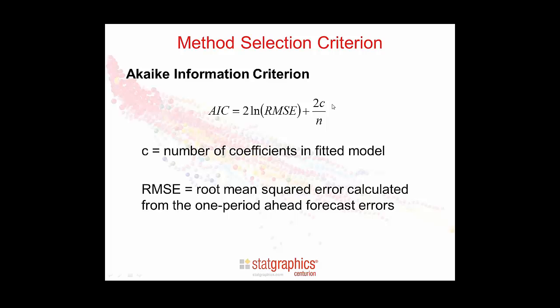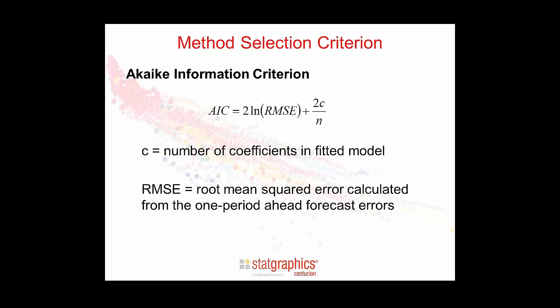plus 2C divided by N. C is the number of coefficients in the fitted model, N is the number of data points. So basically it's a penalized mean squared error. We penalize a model if it has too many parameters in it.